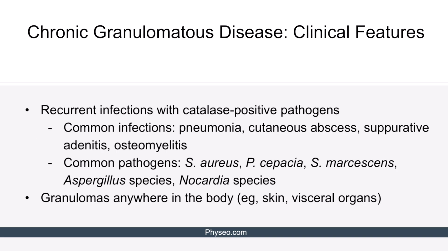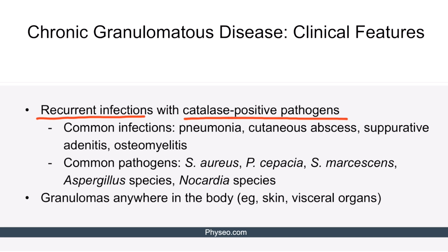When it comes to clinical features of this disorder, all patients suffer from recurrent infections with catalase-positive pathogens, or in other words, pathogens that express an enzyme called catalase. Common types of infections include pneumonia, cutaneous abscess, suppurative adenitis, and osteomyelitis, although pretty much any part of the body can get infected in these patients. Common pathogens that infect patients with chronic granulomatous disease include Staphylococcus aureus, Pseudomonas cepacia, Serratia marcescens, Aspergillus species, and Nocardia species. Once again, each of these pathogens contain a catalase enzyme.